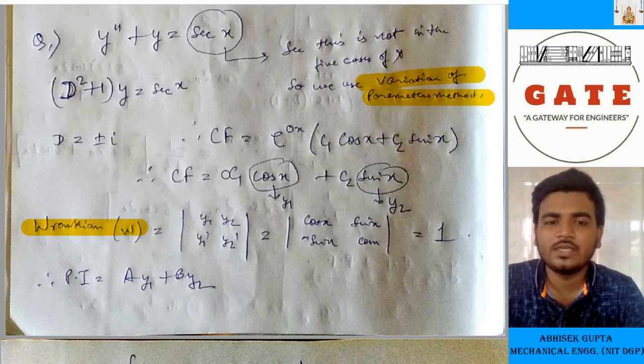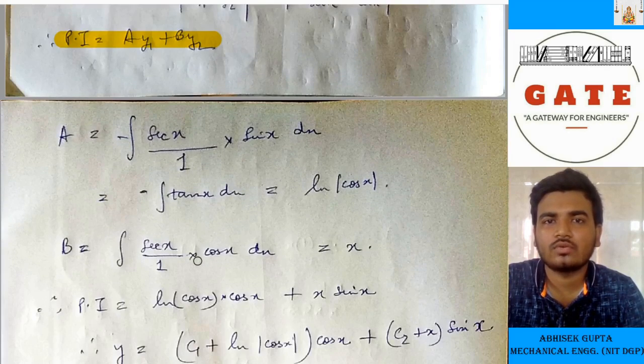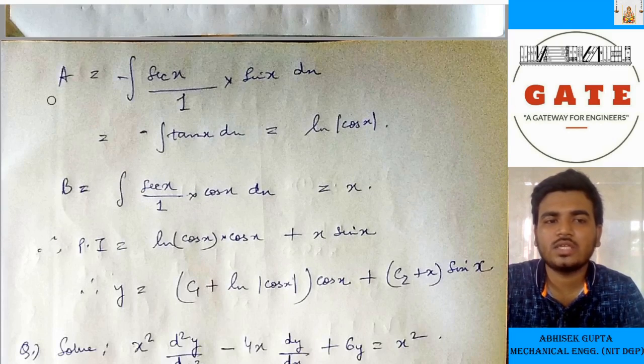Here we get c1 y1 + c2 y2, where y1 is cos x and y2 is sin x. Getting the Wronskian W as the determinant of y1, y2, y1', y2', which is cos x · cos x minus sin x · (−sin x), giving 1. So the particular integral is P.I. = a y1 + b y2. A is given as minus integration of X by W into y2, dx.